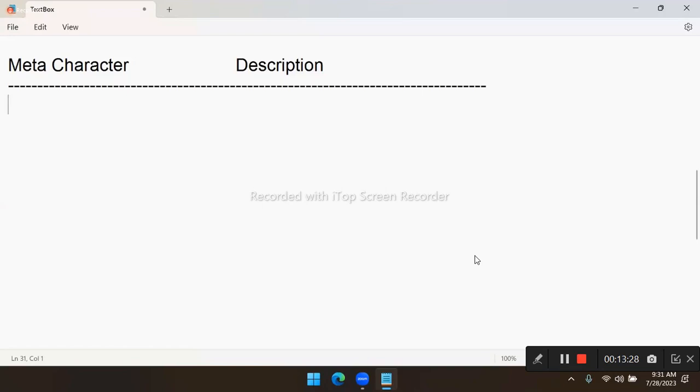The first important meta character is the question mark. This defines zero or one occurrence of a character. Question mark represents 0 or 1 occurrence. A character occurrence can be 0 times or it can be 1 time. To represent 0 or 1, we have to use the question mark. For example, let's see.